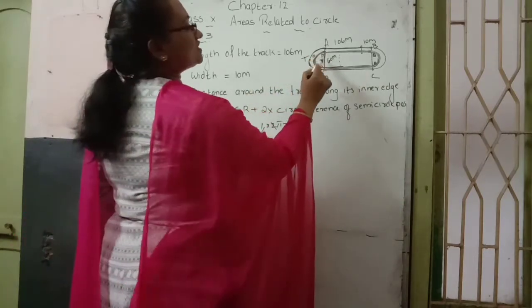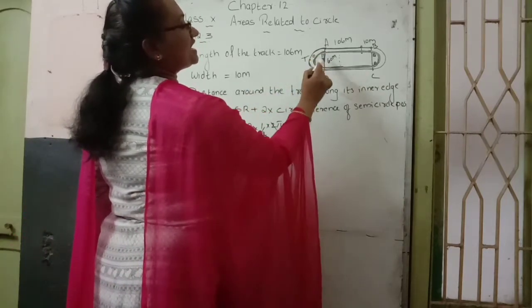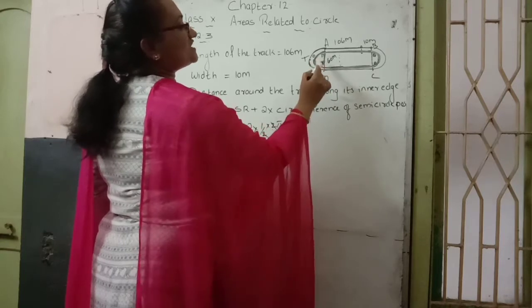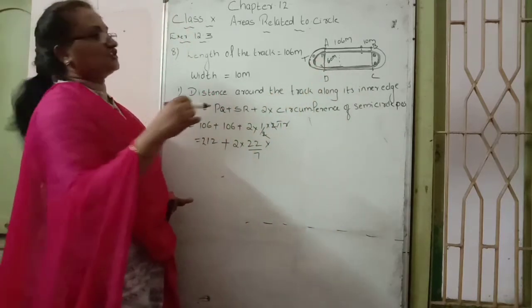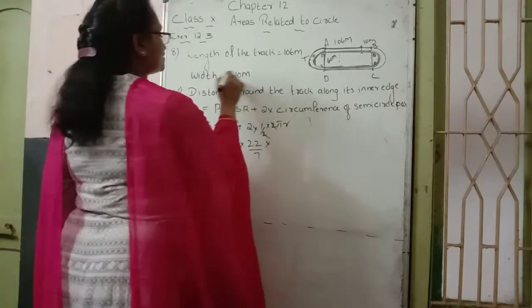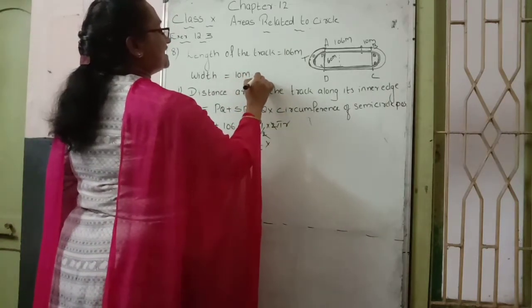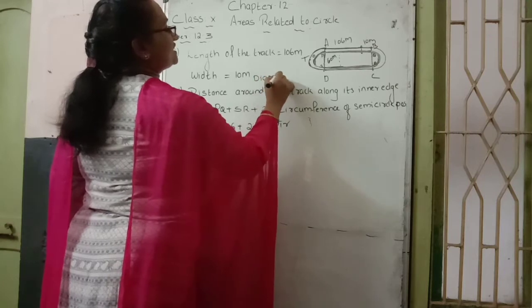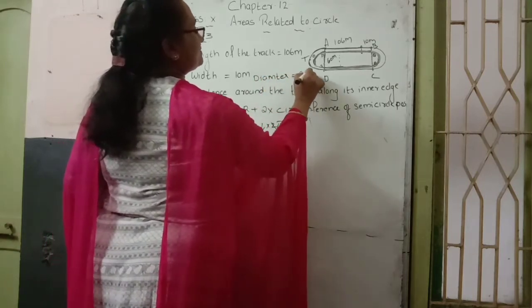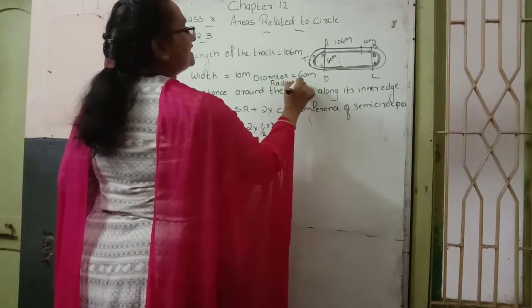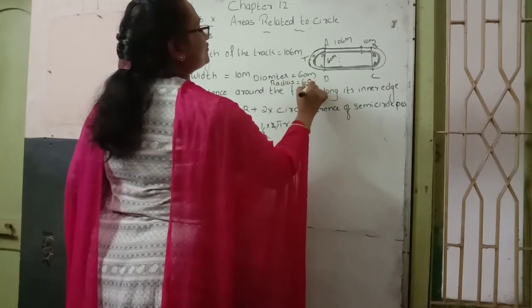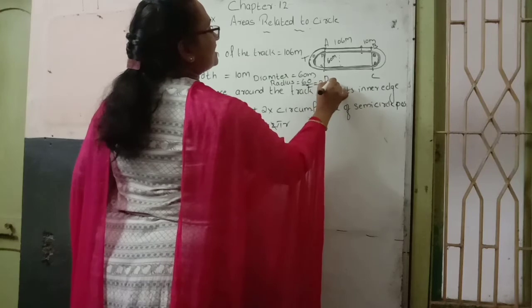Diameter is equal to the distance between the parallel sides of the track. The distance between the parallel sides of the track is given as how much? 60 meters. So we can write diameter is equal to 60 meters. How do we find the radius? Radius is equal to half of 60, which comes to be 30 meters.